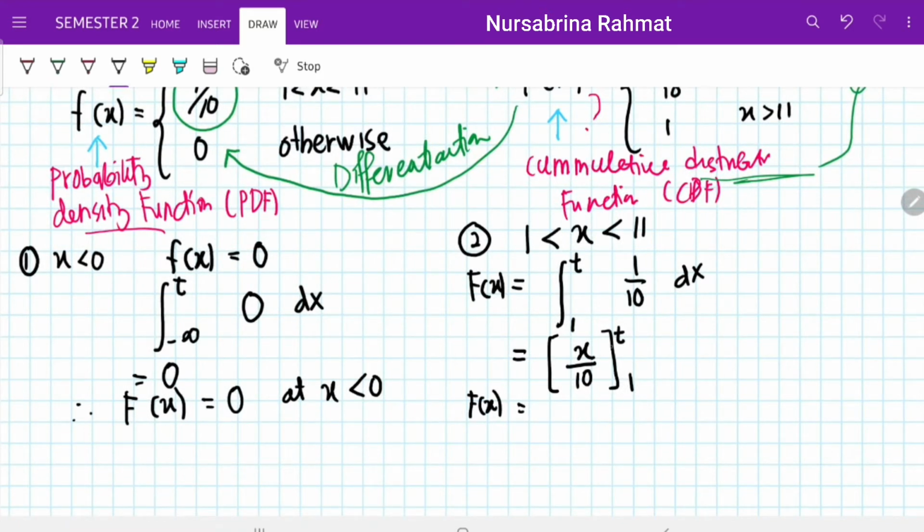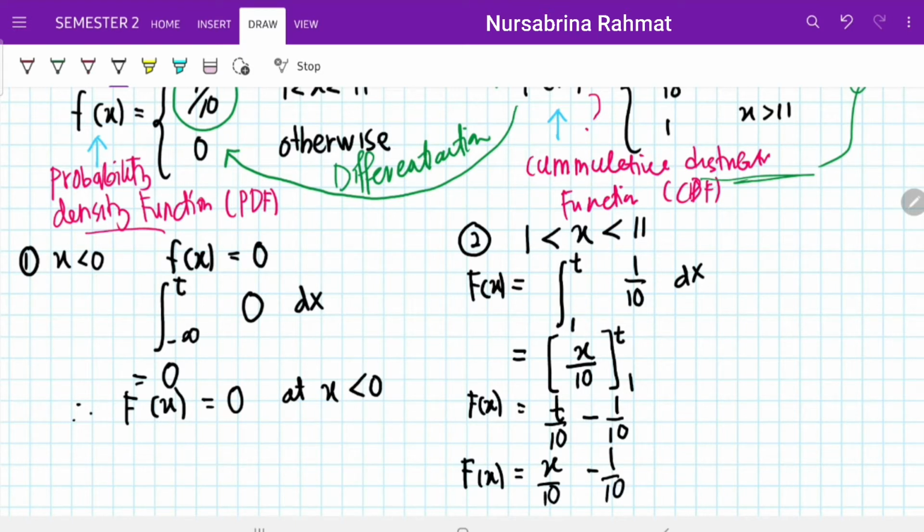When x is replaced by t, it becomes t over 10 minus, when x equals 1, 1 over 10. So this is the cumulative distribution function within the class interval 1 to 11. We rewrite it again: the variable we use is only x, as this is the function F(x). So it is x over 10 minus 1 over 10.